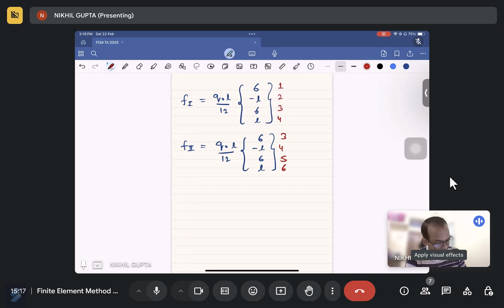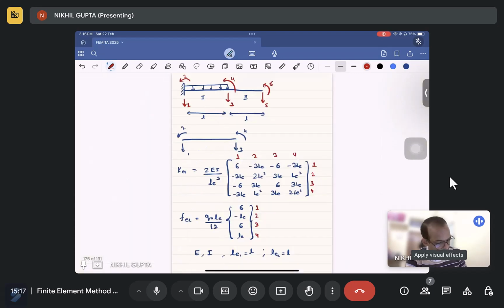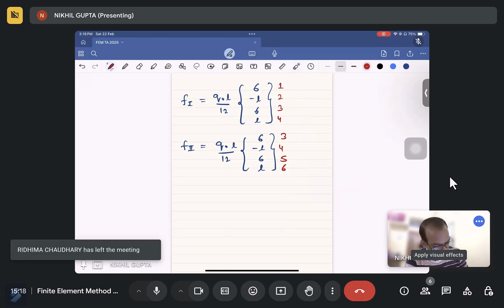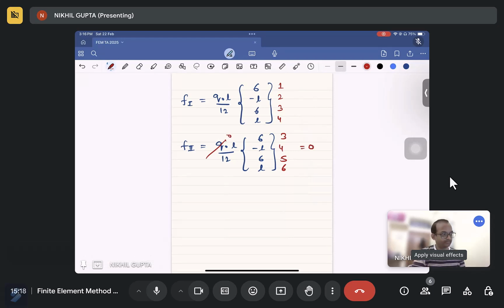Now what we see in element number 2, which is this, we see there is no loading acting, so q naught is nowhere, so this q naught will become 0 and this full will be 0. Or we can write it in vector form as well, it is 0 0 0 0.